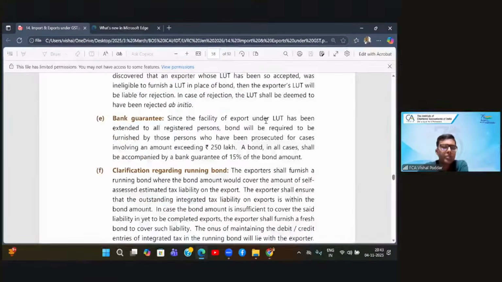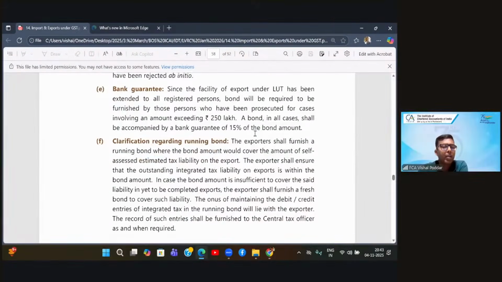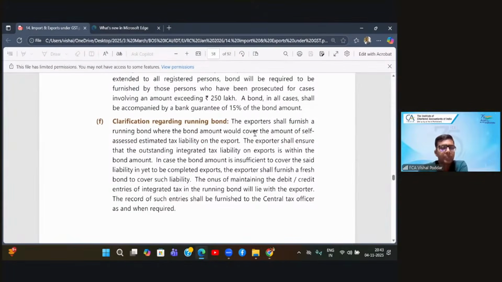Bank guarantee. Since the facility of export under LUT has been extended to all registered persons, bond will be required only where a person has exported for a value above 2.5 lakhs. A bond in all cases shall be accompanied by a bank guarantee of 15% of the bond value. Then clarification regarding running bond. Now, what is running bond?